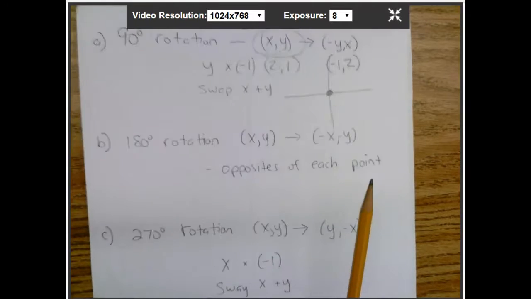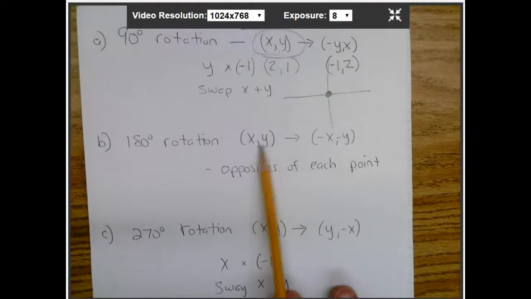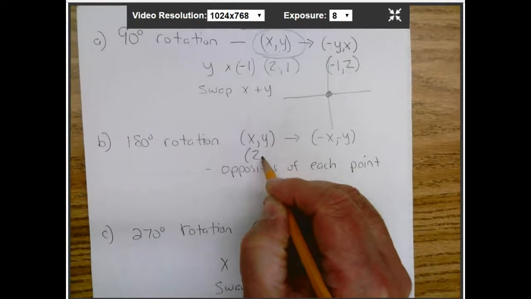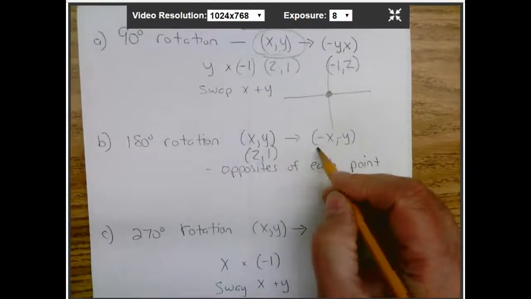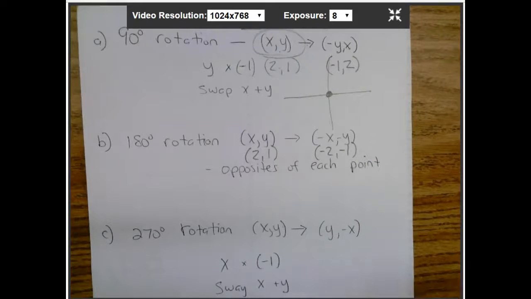Okay, that's a 90. To get a 180 degree rotation, you just take whatever the x's and the y's are and you make both negative. So it was the same thing. It was 2, 1. We would then just make it negative 2, negative 1. And then redraw that point.